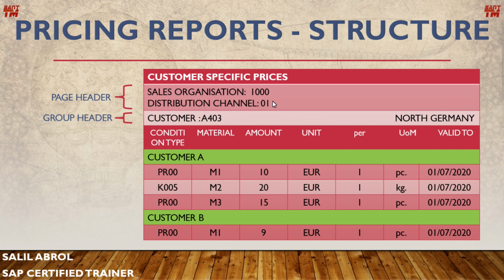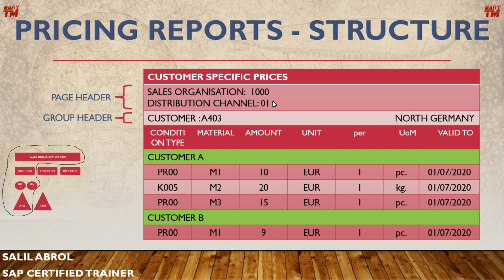Now when we are restricted to that particular distribution channel, we are again restricting ourselves to one particular customer or a customer group. A403 can be one customer and also a group of customers. Like I can say that customer group A403 corresponds to wholesalers and customer group A404 corresponds to retailers. So for wholesalers, I am defining these customer specific prices. So this is the second level of filter. In that distribution channel, we have again restricted our search to customer group A403.